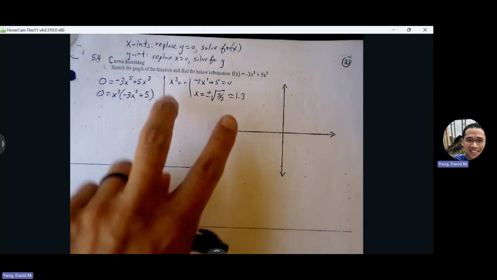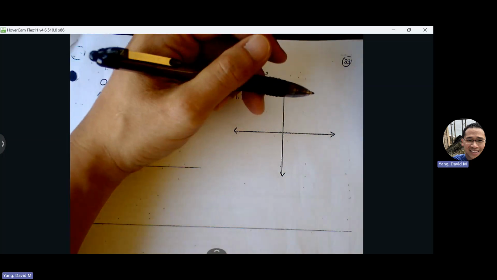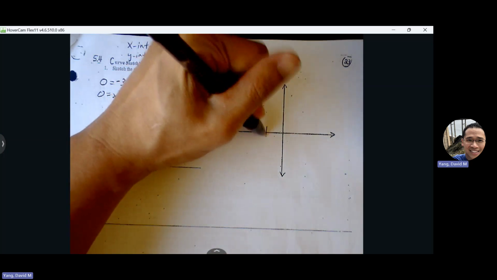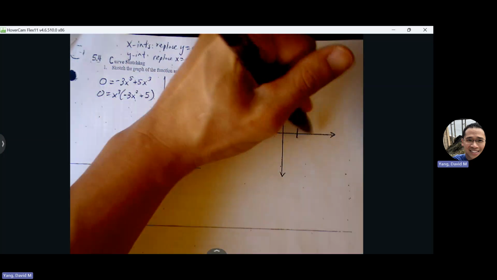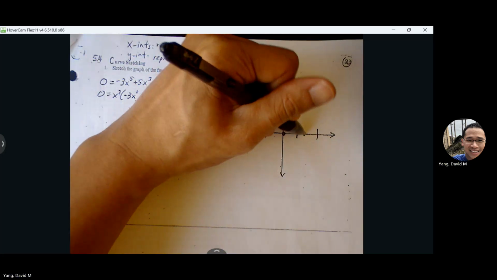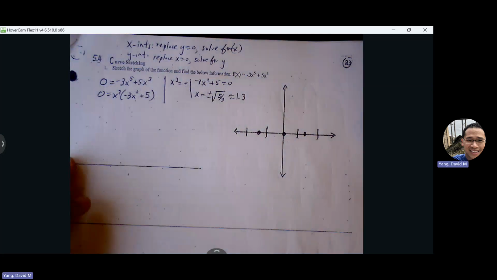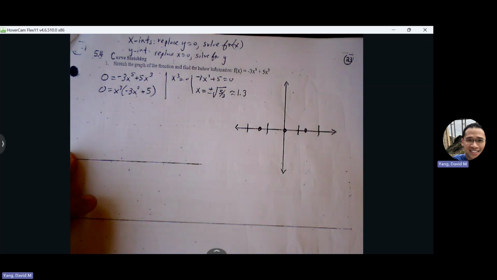All right. So we have three x-intercepts: 0, 1.3, and negative 1.3. I'm just going to space it out here. We're not going to need a ton of space here. So we'll do 0, 1.3, and negative 1.3. Okay, so we know that we have some anchor points already. We know our graph has to go through those points.